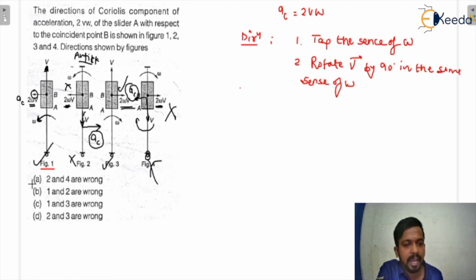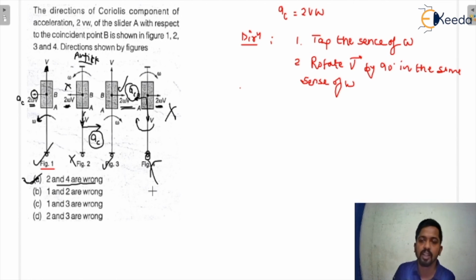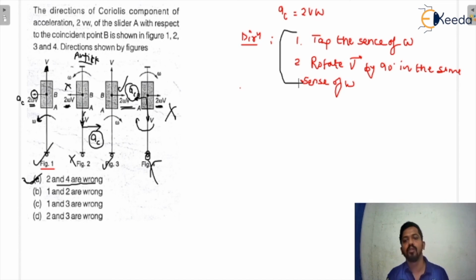So option A would be correct, because figures 2 and 4 are wrong. The direction of Coriolis acceleration in figure 2 and figure 4 is wrong; we have seen and checked it. I hope you understand how to determine the direction of the Coriolis acceleration. It is important that you follow the procedure step by step, otherwise you will get the wrong answer. First take the sense of angular velocity, then rotate the v vector by 90 degrees in the same sense of omega, whether clockwise or anti-clockwise.